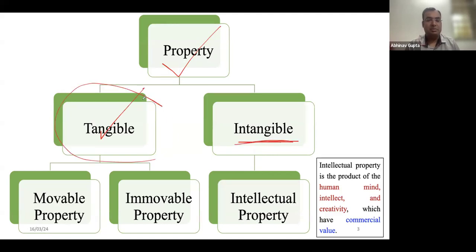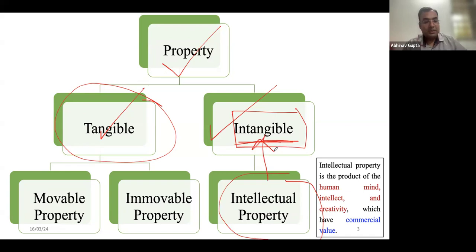Now, tangible property is not a matter of discussion for us at this point of time. So what we are limiting ourselves to is intangible assets. So what is intellectual property? Intellectual property is nothing but an intangible asset. Now, none of you have asked me, but I'm asking on your behalf, is there any other intangible property we can think of? The answer is yes.